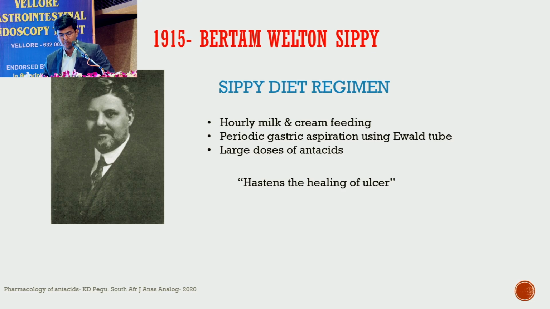So what did he do in that regimen? He asked the patients to go for hourly milk and cream feeding, periodic gastric aspiration with a Levin's tube, and large doses of antacids. He thought that it would hasten the healing of ulcers.